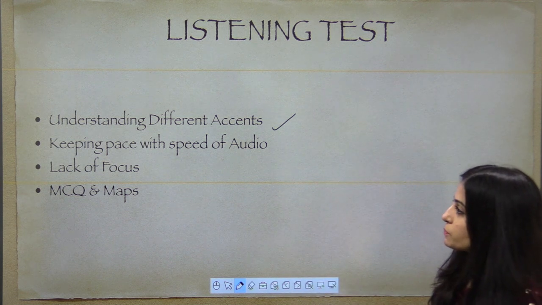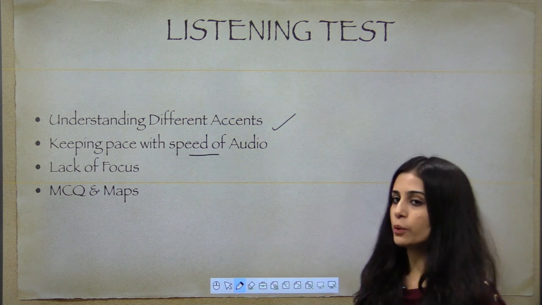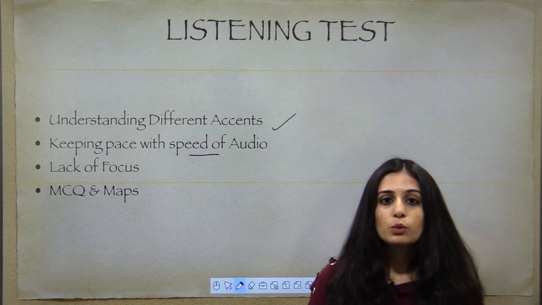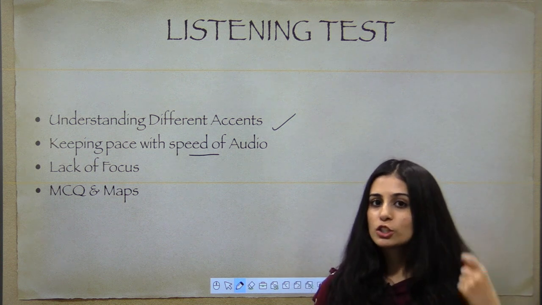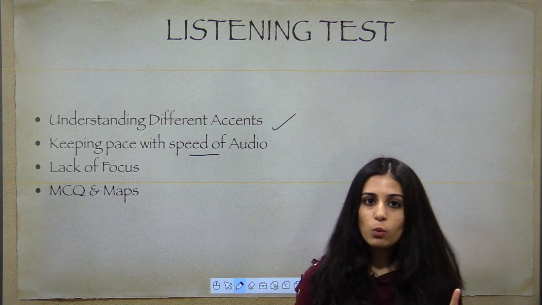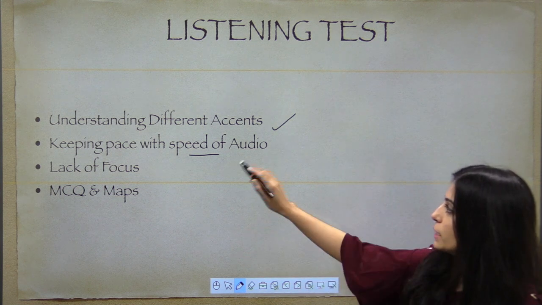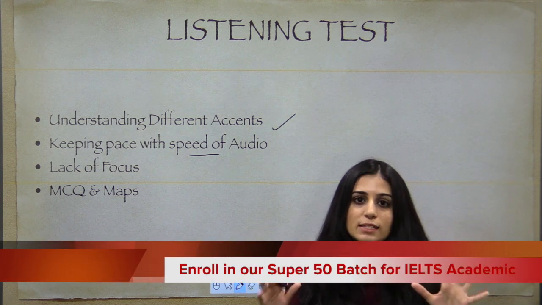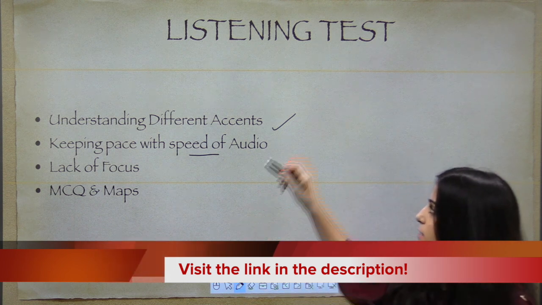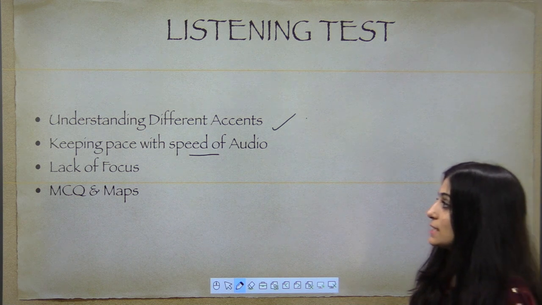Next problem that a lot of students face is keeping pace with the speed of the audio. So if you're not comfortable with the speed at which the audio plays, you need to adapt to the speed, because you cannot slow it down, neither can you ask them to play it again. It is played once and you have to find out the answer there and then simultaneously. So to increase your speed or to understand the speed at which the audio is played, you need to listen to a lot of English, and the same options that we use for the first one are applied here as well.